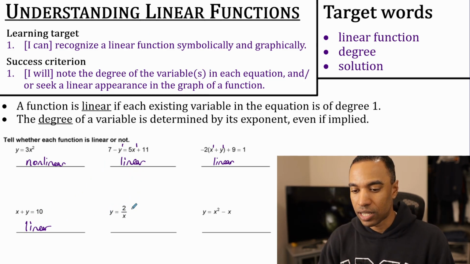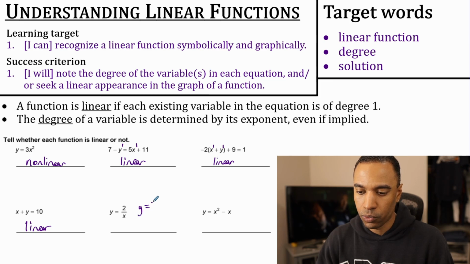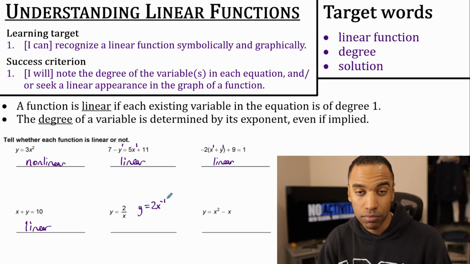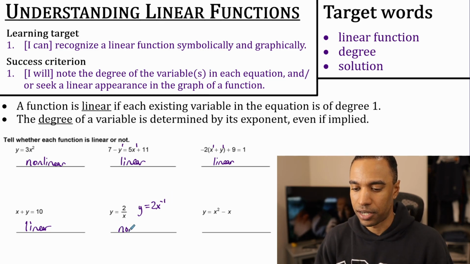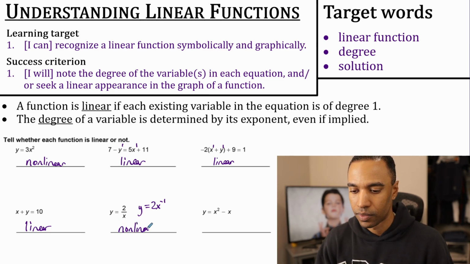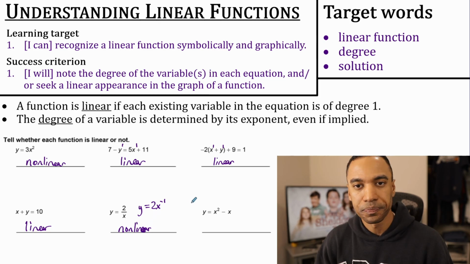Here's a perfect example of what I said is nonlinear. This is really y equals 2x to the negative first power, interestingly enough. Not of degree 1, it's of degree negative 1. This is nonlinear. It's called a rational function. It looks different. It is a function.